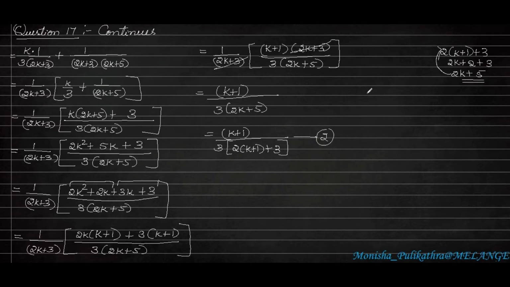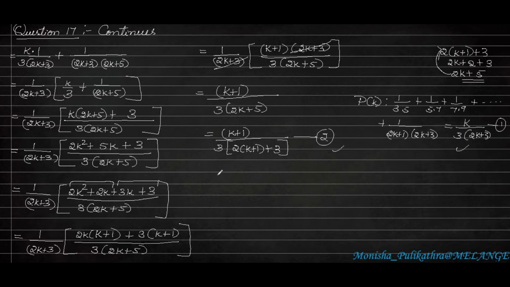Let us recall equation 1. So equation 1 is p of k: 1 by 3 into 5 plus 1 by 5 into 7 plus 1 by 7 into 9 plus etc., up to 1 by 2k plus 1 into 2k plus 3, is equal to k by 3 into 2k plus 3. So this is equation 1. When we compare equation 1 and 2, see here, instead of k it is k plus 1. So 3 into is there. So 2k has become 2 into k plus 1 plus 3.